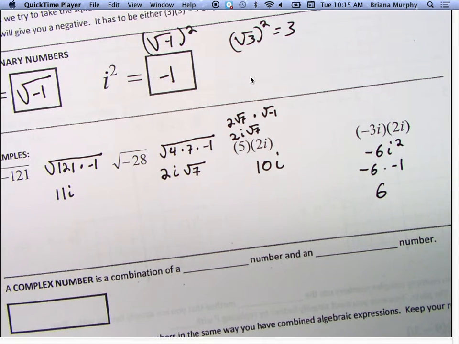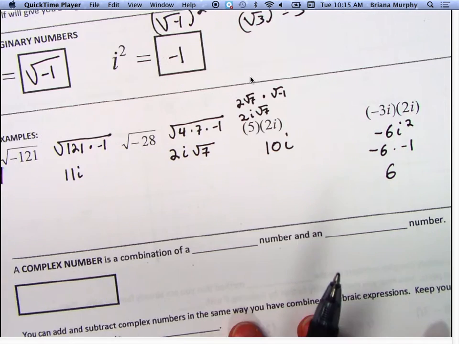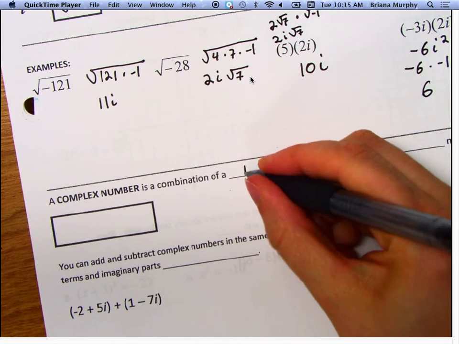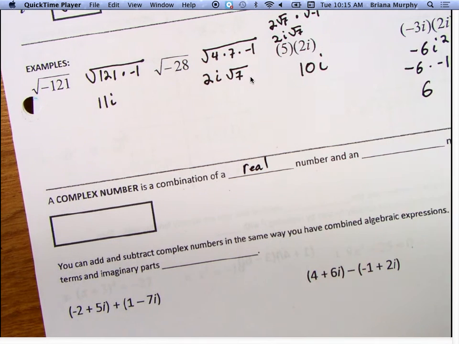If we have the square root of negative 1, that's i. And if we have i squared, that's just negative 1. Okay, those are hard things to get in our brain, but we need them. If we have i, that means the square root of negative 1. If we have i squared, that means times negative 1. Okay, now we're going to talk about complex numbers. It's a combination of a real number and an imaginary number.